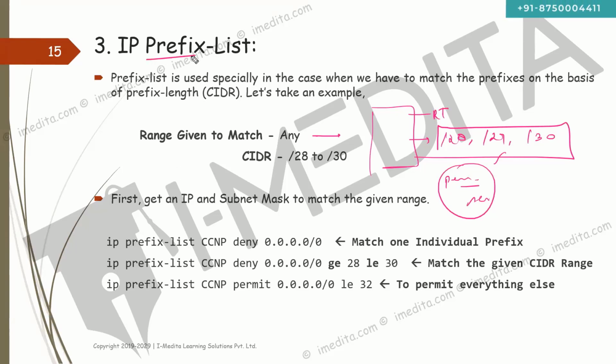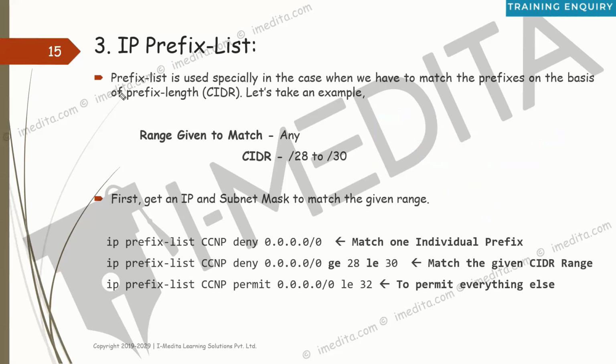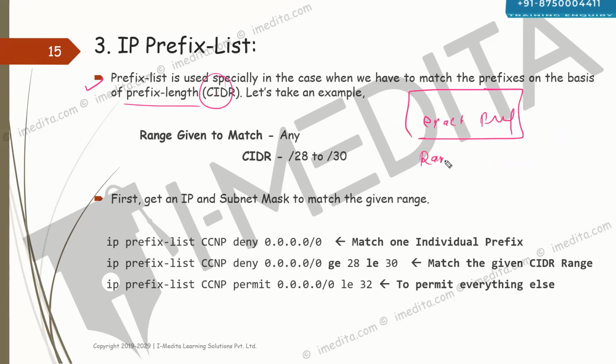We can use techniques such as prefix lists. Prefix-List is used specifically when we have to match the prefixes based on the CIDR. We can match the exact prefixes that we want to block, or we can match a range of prefixes that is coming on a specific CIDR. Prefix-List allows us to match the prefixes based on a specific CIDR as well.